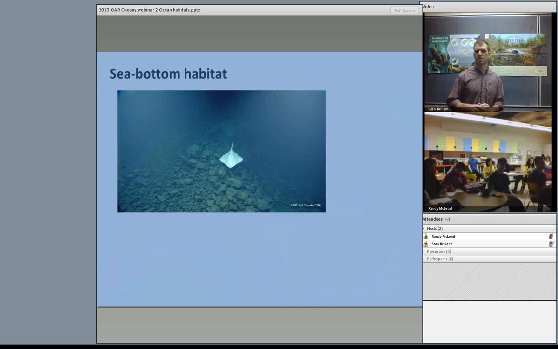The sea bottom is another important habitat. This is a shot from 2 kilometers underwater on the west coast near the Endeavour site.